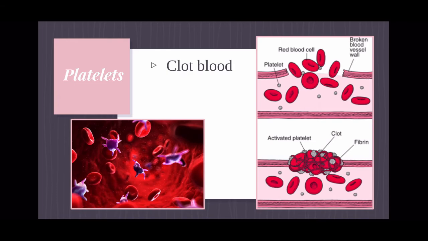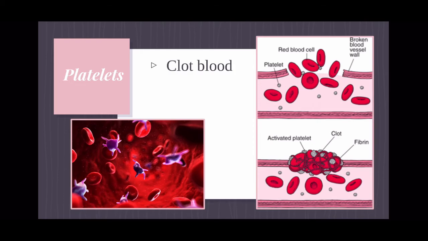So if you look at the diagram on this slide, you see that blood vessel wall. And if you were to break that, like if you were to get a paper cut, you break the wall of the blood vessel and your blood starts spilling out of it. So when you cut your finger, blood starts coming out. That's what that top picture is showing.